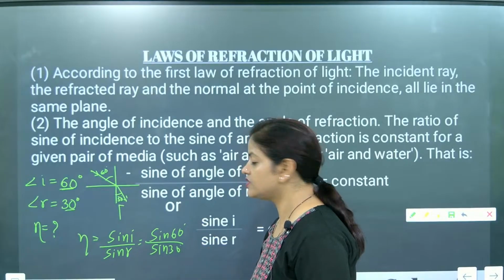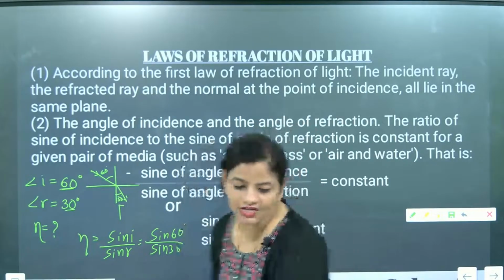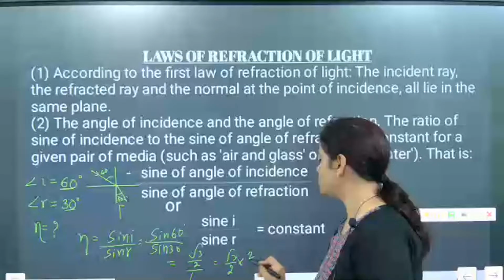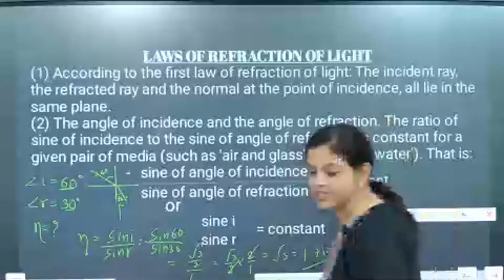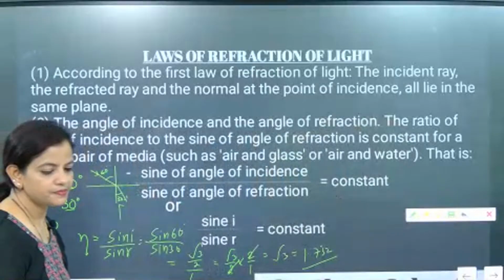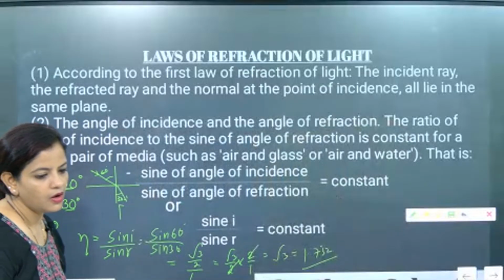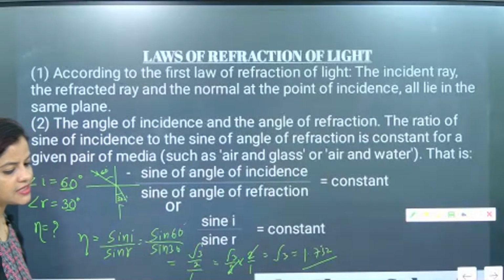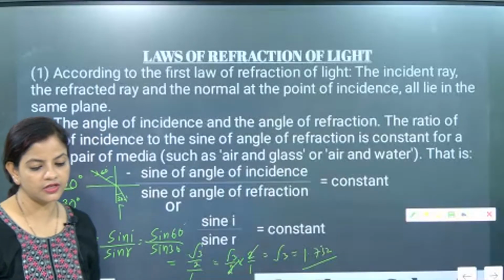Many things which change in medium, also numericals, in next class. Into 2 by 1, cancel. Answer is root 3 and root 3 is 1.732. What is the answer beta? 1.732. Got it? I hope you might have understood. Next class directly we will go for numericals.